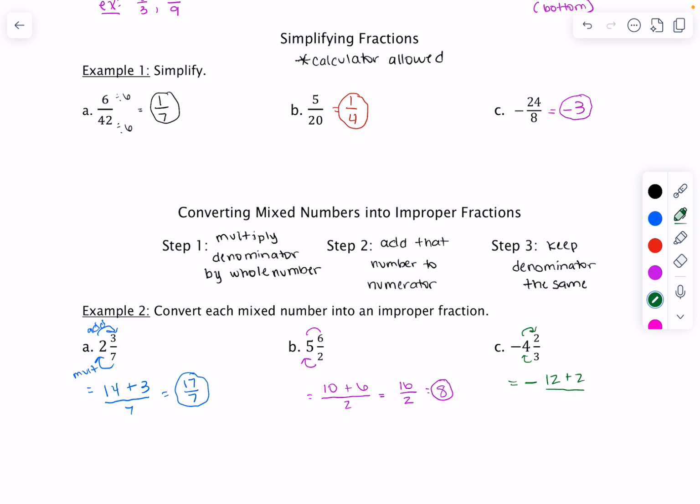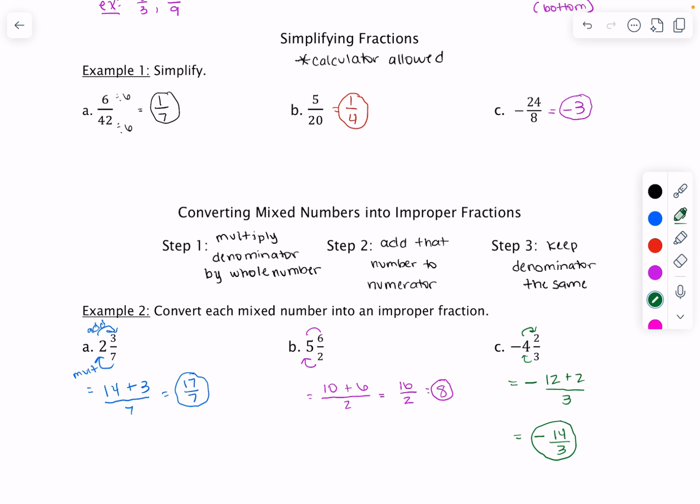All over, keep the denominator the same. When we do this, we're just going to carry the negative down. It's not negative 12 plus 2, it's just negative, and then whatever 12 plus 2 is, which is 14, all over 3. 14 divided by 3 does not come out to a whole number, so that's going to be my improper fraction. Okay, so that's simplifying fractions and converting mixed numbers into improper fractions.